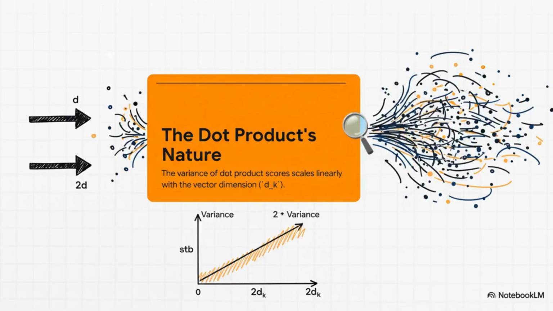Okay, so here's the one rule you have to get. The variance, which is just a fancy word for how spread out the results are, it grows in a straight line with the vector dimension d_k. So if you double the dimensions, you pretty much double the spread of your scores. It's this runaway explosion of chaos.